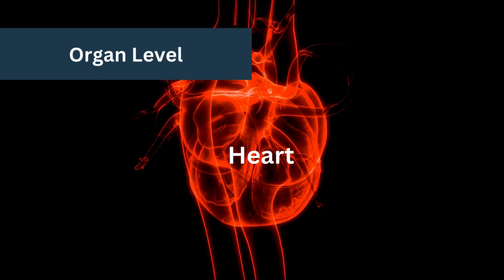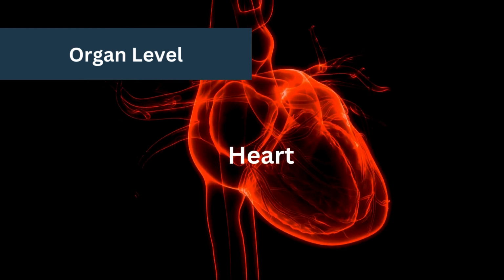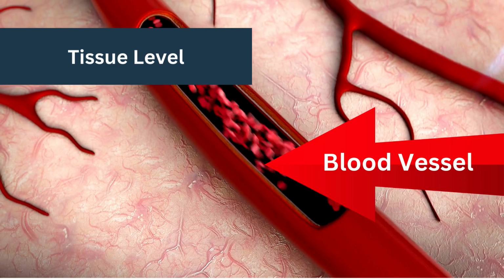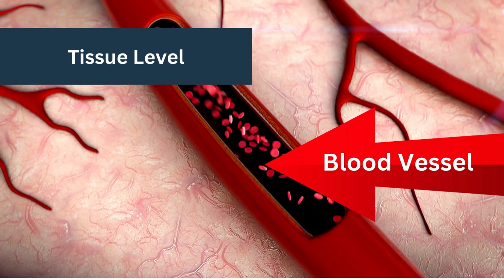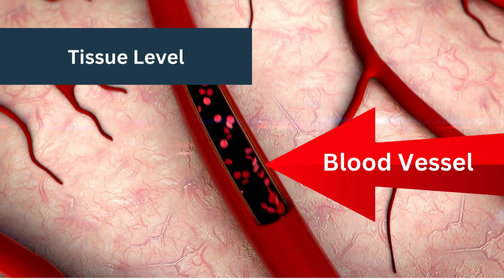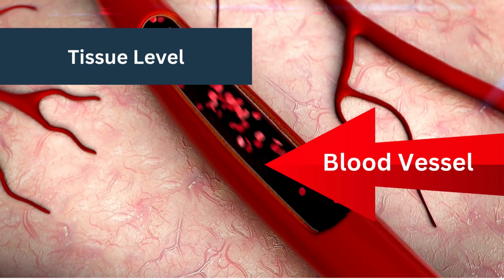Systemic circulation passes oxygenated blood from the left atrium and left ventricle to be pumped into the aorta. The aorta pumps the blood through blood vessels known as arteries and capillaries.